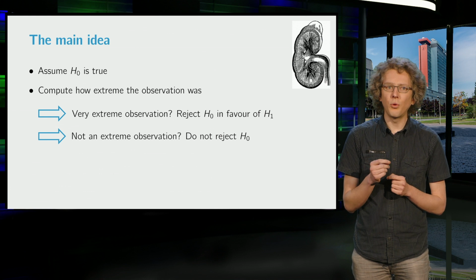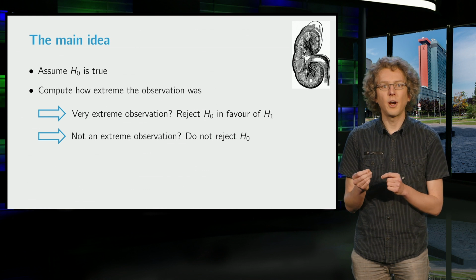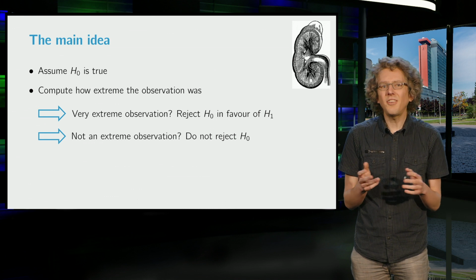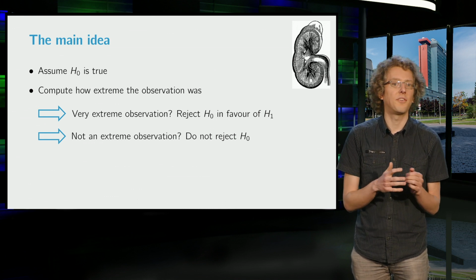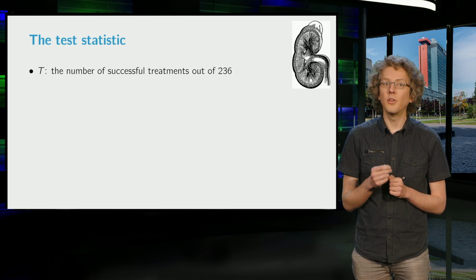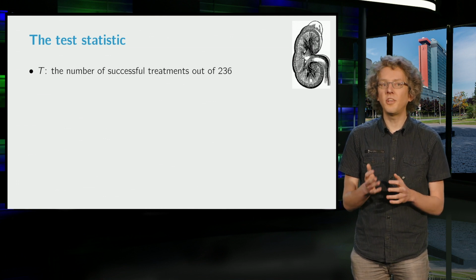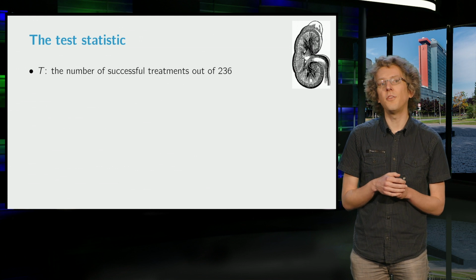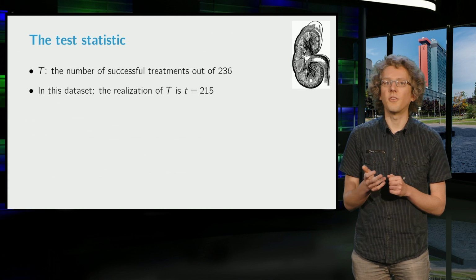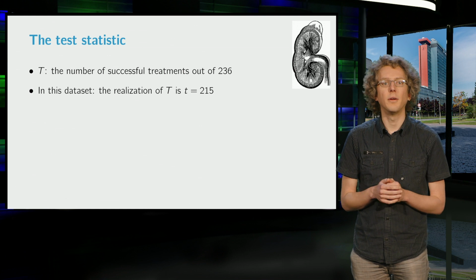By the way, notice the wording here. We say we do not reject the null hypothesis, rather than we accept the null hypothesis. In this case, we just don't have enough evidence against it. Let's denote by the random variable T the number of successful treatments in our sample of 236. T will be the quantity that we base our final decision on. We call it the test statistic. In our example, T takes the value 215, which we denote by little t.